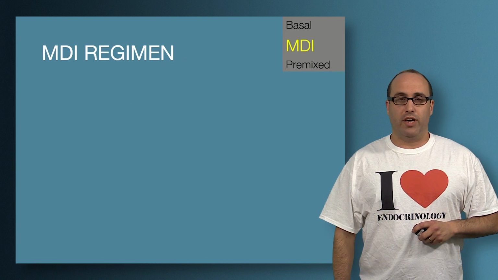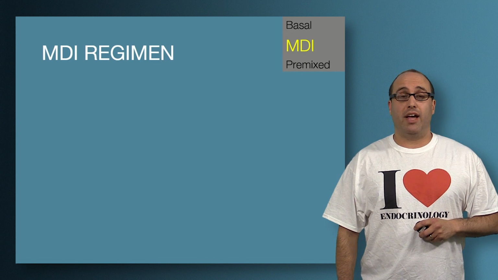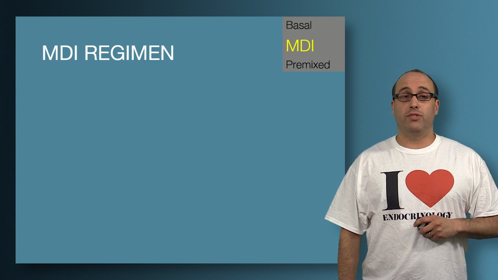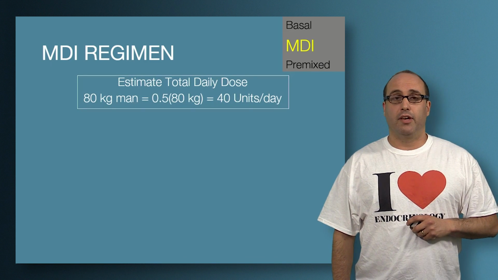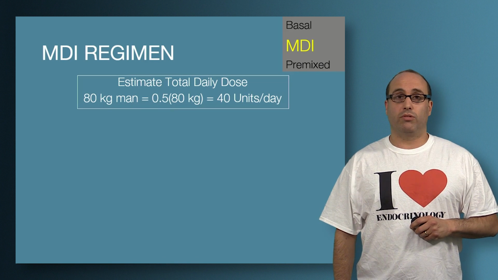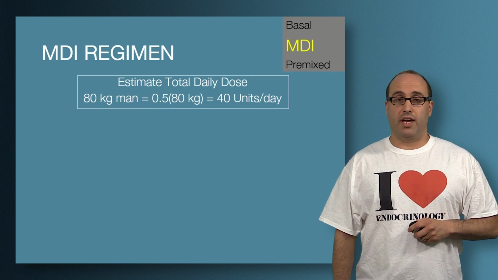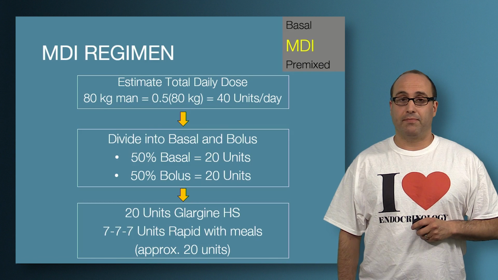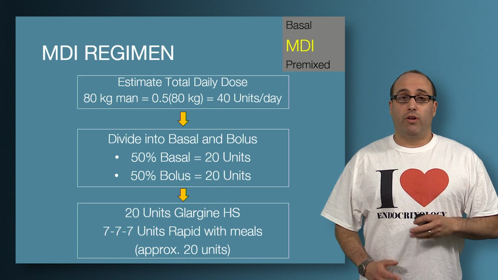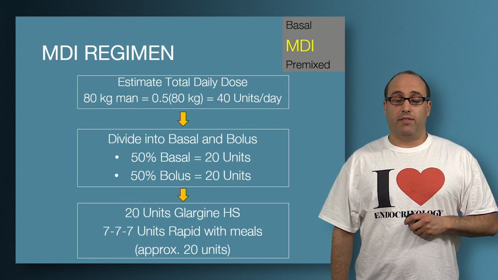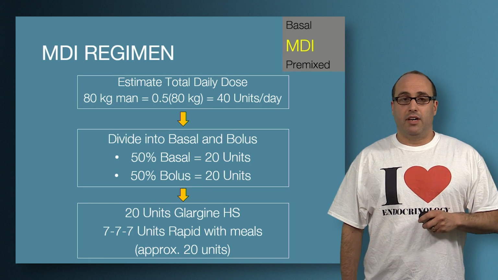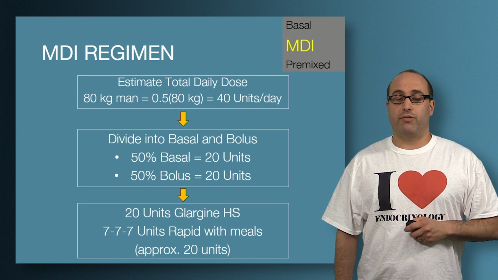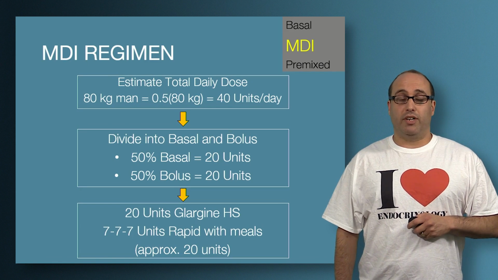An MDI insulin regimen provides both basal and prandial insulin. Almost all of our patients with type 1 diabetes are using an MDI insulin regimen. But it still starts with the estimation of one's total daily dose, in this case 40 units per day. That dose is divided 50% basal and 50% bolus, and then proportioned according to this. In this case, 20 units are given as glargine, and 7 units with breakfast, 7 units with lunch, and 7 units with dinner. This is the shorthand you'll see at the bottom of your screen, which is approximately 20 units.